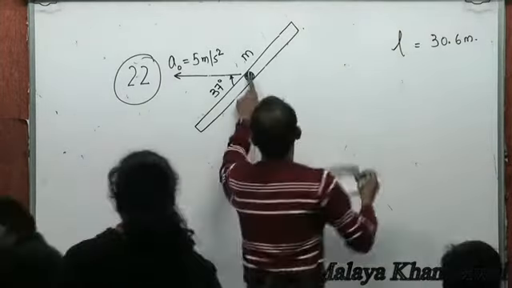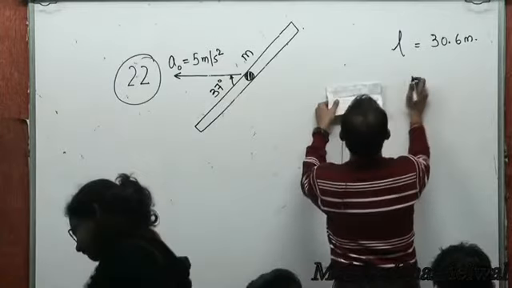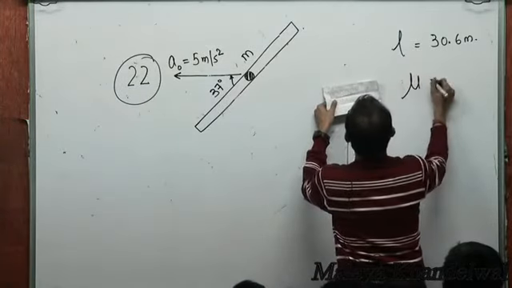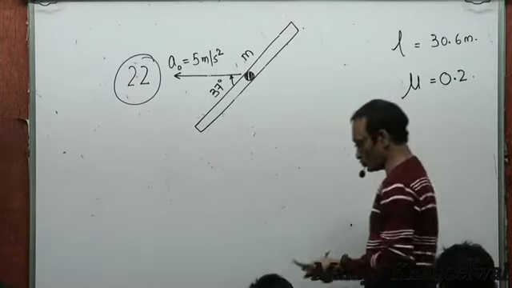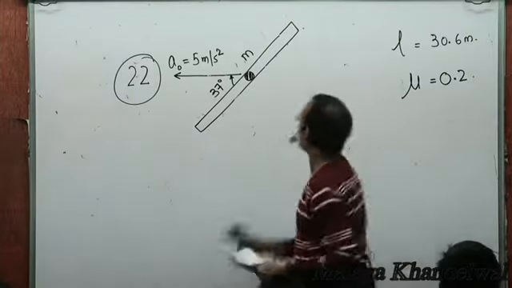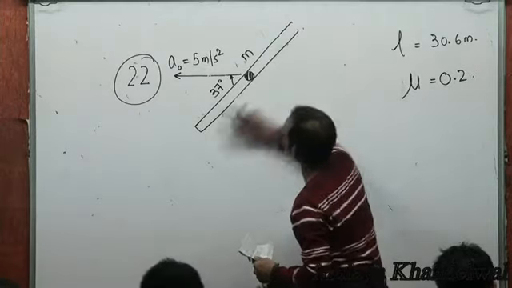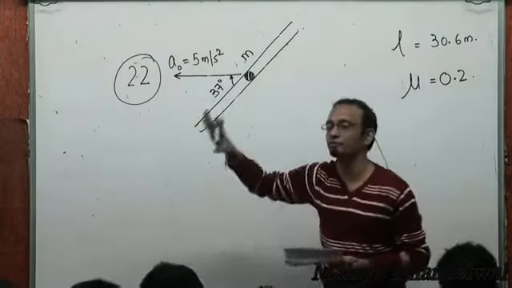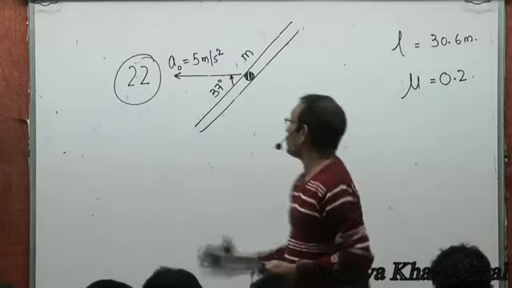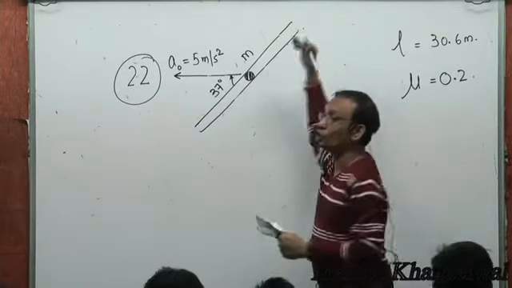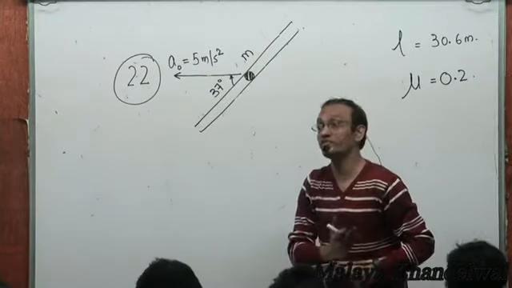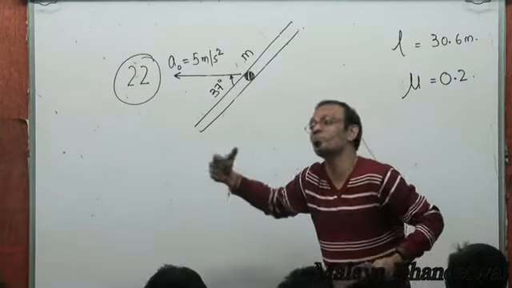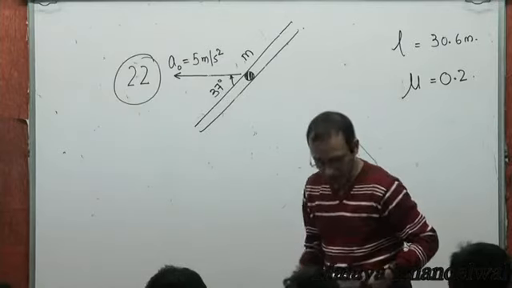The coefficient of friction between the bead and the rod is given to be mu equal to 0.2. These are open ends and the bead can escape through the open ends. We want to find the time it takes for the bead to escape the rod, that means traverse half the length of the rod with respect to the rod. Clear?